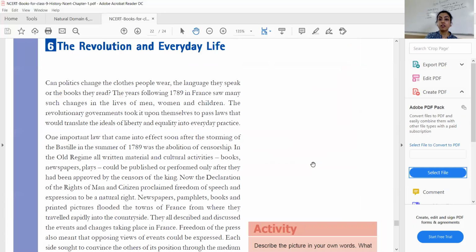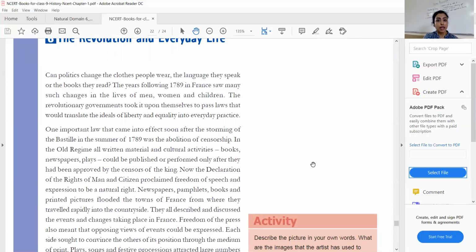Now let's look into what the revolution and everyday life were like. How did life look after 1789, when the revolution was going on? In the years following 1789, people in France saw many changes in the lives of men, women, and children. So what were the changes? The revolutionary government took it upon themselves to pass laws that would translate the ideals of liberty and equality into everyday practice. They brought liberty and equality into everyday practice.